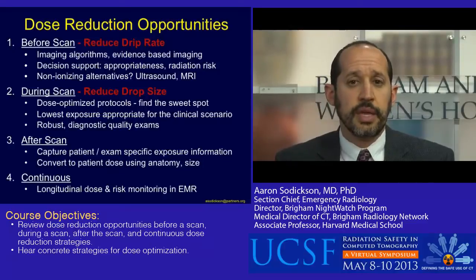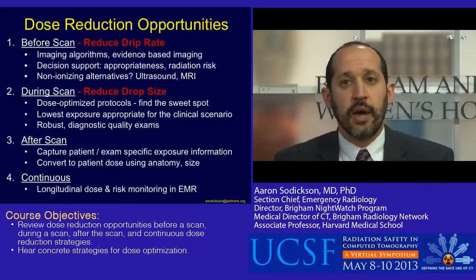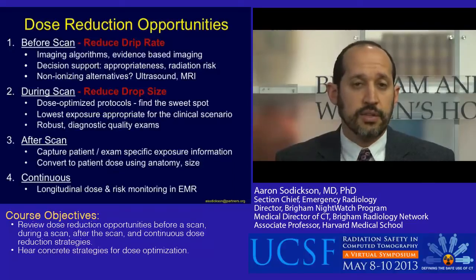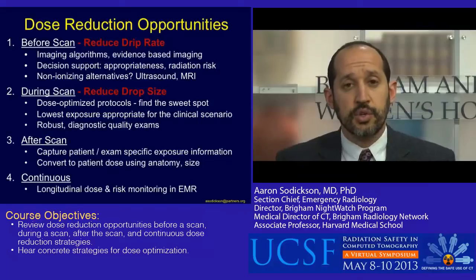For this talk, I'll mostly be focusing on what we can do during the scan, how we can reduce the drop size, and really the task here is to figure out how to dose optimize our protocols to find the sweet spot between the lowest exposure appropriate for a given clinical scenario while still producing robust diagnostic quality scans every time. After the scan, there's a lot of opportunity to capture patient and exam-specific exposure information, ideally to convert this into meaningful measures of patient dose, and to do longitudinal dose and risk monitoring in the electronic medical record. And I'll focus a short talk in session 9 on these two portions.